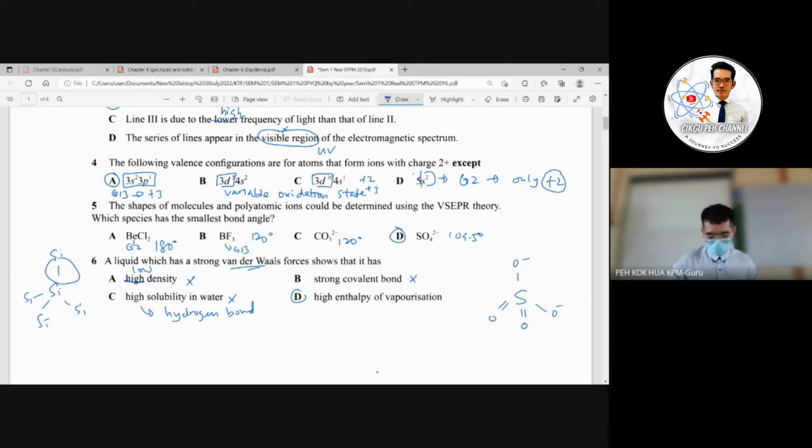Okay, so high enthalpy of vaporization involves breaking of intermolecular forces. So with strong van der Waals forces, it will involve high vaporization enthalpy. So the answer will be D.